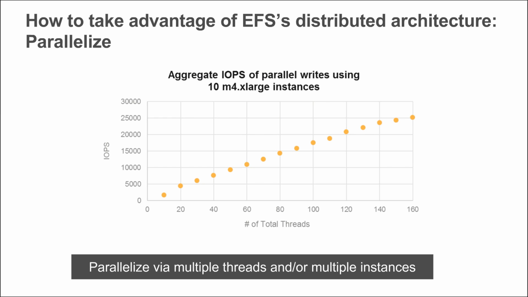And EFS is designed to process high volumes of concurrent operations on a file system. And what that means is that you can send multiple operations in parallel by using multiple threads or multiple threads across multiple instances. And on this graph, we illustrate that where we held I/O size constant, and we had 10 instances, and we increased the number of threads per instance. And you can see that the aggregate number of operations increases almost linearly as we increase the number of total threads. And we'll show in a little bit some real-world examples of leveraging this fact to copy data faster via multiple threads.